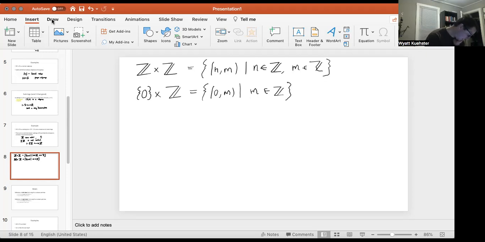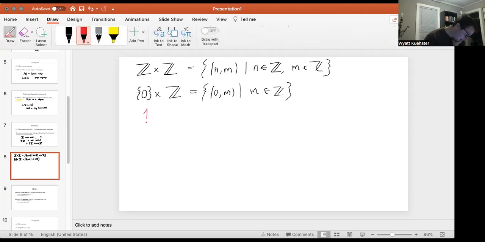The one in Z cross Z, or the multiplicative identity, that's why I'm writing 1, is the pair (1, 1), because if I multiply (1, 1) by (m, m), I get (m, m). And the one in 0 cross Z is (0, 1).